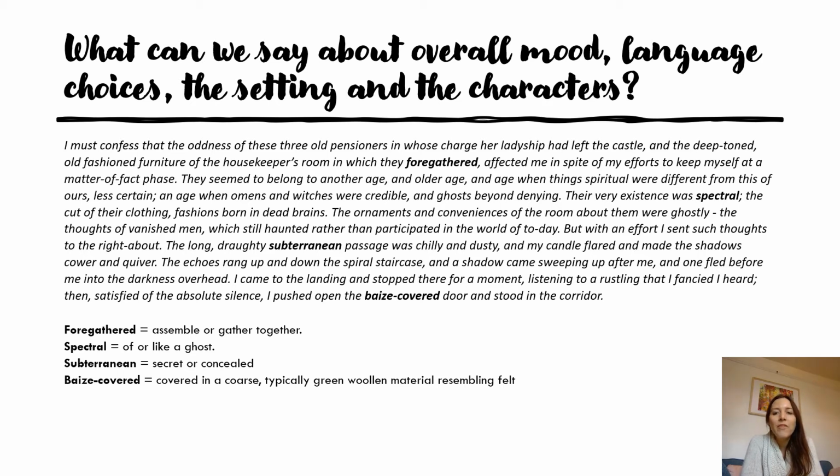"And my candle flared and made shadows cower and quiver." So we've all been there, haven't we, where we've had a bad dream and we can imagine shadows on the wall and all the flickering that's going on. So then there are echoes that "ran up and down the spiral staircase, and a shadow came sweeping up after me." So we're personifying the shadow as if it's real, like a monster, and it makes you question, is it a monster? "One fled before me into the darkness overhead. I came to the landing and stopped there for a moment, listening to the rustling that I fancied I'd heard, and then, satisfied with absolute silence, pushed open the baize-covered door and stood in the corridor."